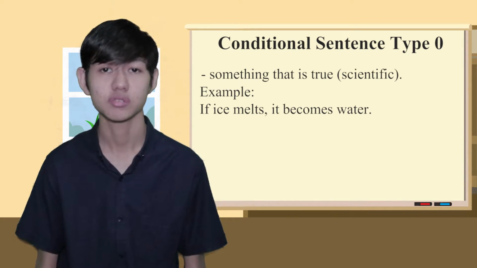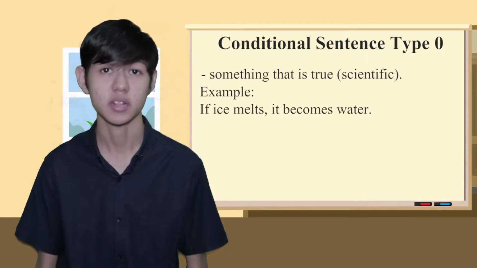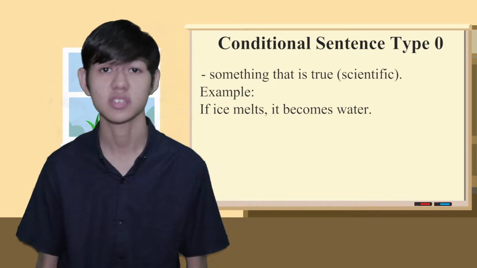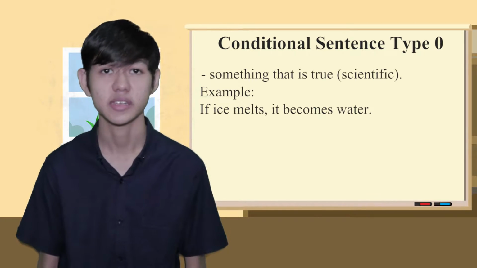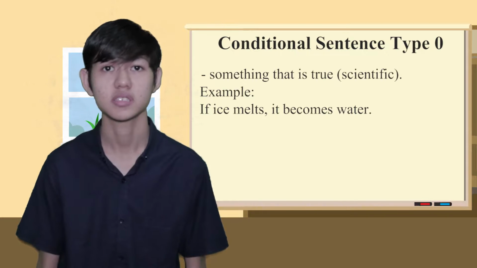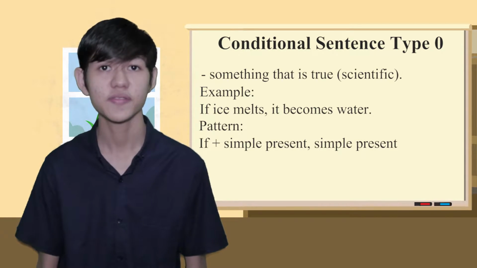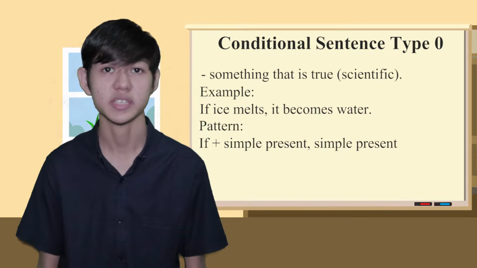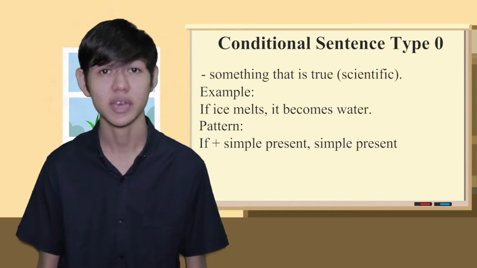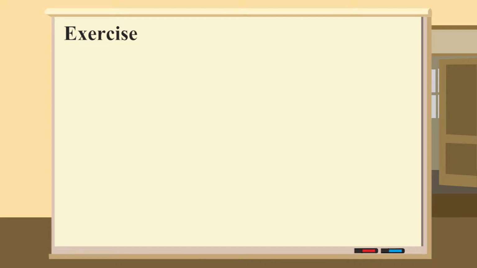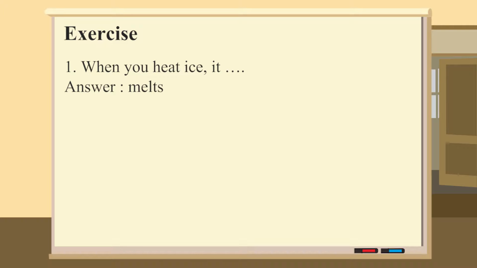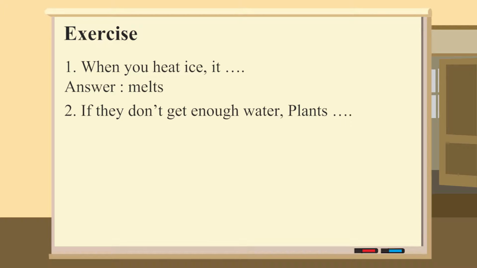Well, it's always true that ice becomes water if it melts, and so we can say that the result is certain. From this sentence, we know that the pattern of this conditional sentence is if plus simple present, comma, simple present. Now, let's do some exercises. Number 1. When you heat ice, it blank. The answer is melts. Number 2. If they don't get enough water, plants blank. The answer is die.